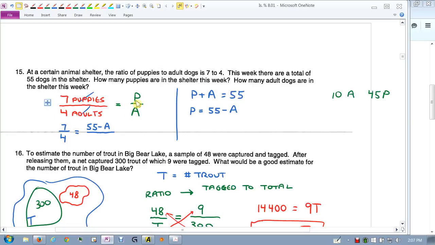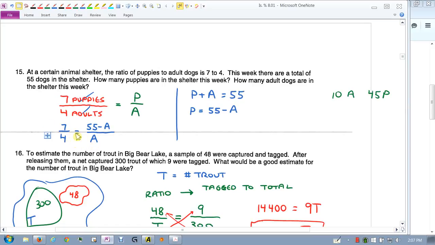what's this equation? It was P over A, right? So I put A here. Do you see what I've done? I've replaced the P here with how I know it's connected to A. It's whatever 55 minus A is. That's how many puppies I'll have. Do you follow? Now, here you have just one equation, but how many variables do you have in here? One variable. It appears twice, but there's just one variable. So we should be able to solve for it.